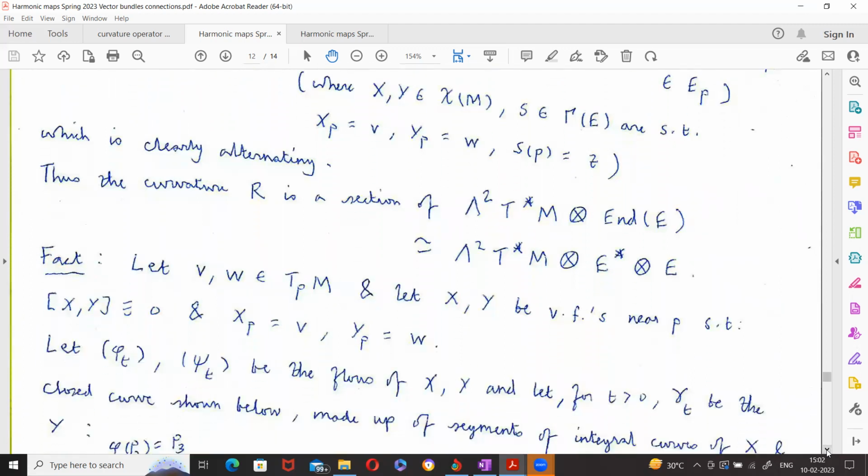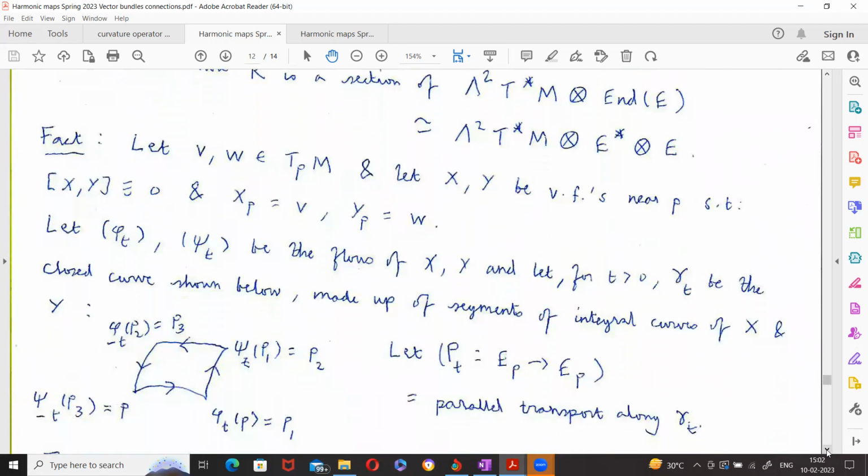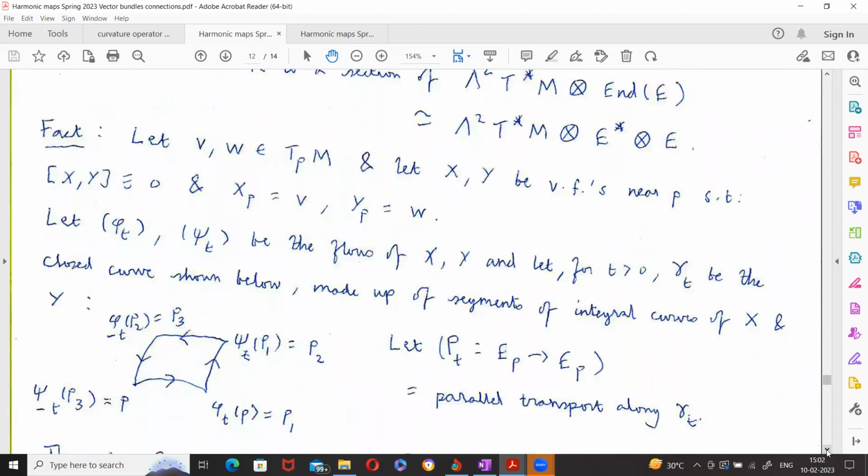So all this might seem a bit abstract. More concretely, how do you get the curvature operator, this endomorphism? We can get it from parallel transport in the following way. So let V and W be two vectors in TPM. And now you can choose vector fields X and Y near P such that they commute. So the bracket of X and Y is 0. So their flows commute, remember, right? And so that X at P is V and Y at P is W, right? We can always choose two such vector fields X and Y.